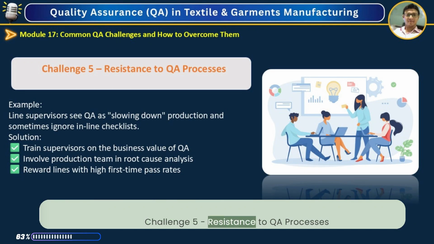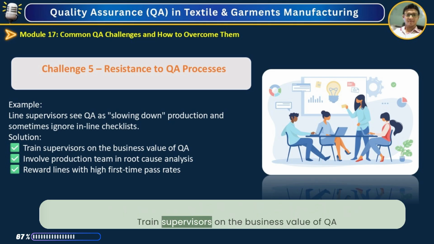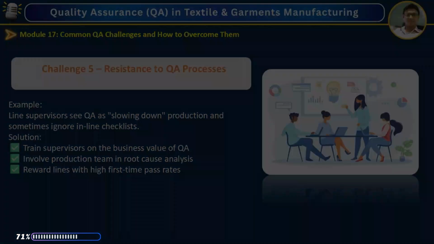Challenge 5: resistance to QA processes. Example: line supervisors see QA as slowing down production and sometimes ignore inline checklists. Solution: train supervisors on the business value of QA. Involve production team in root cause analysis. Reward lines with high first-time pass rates.